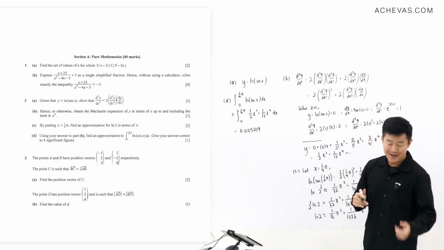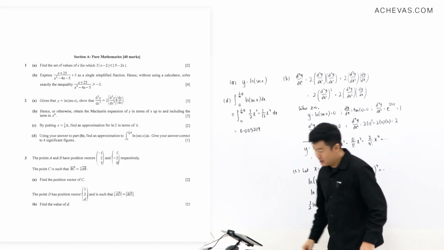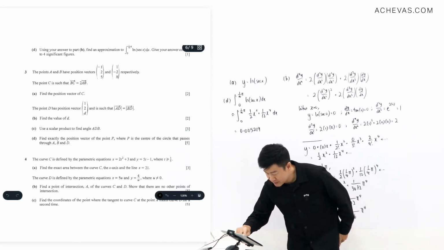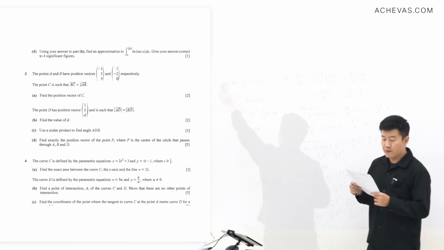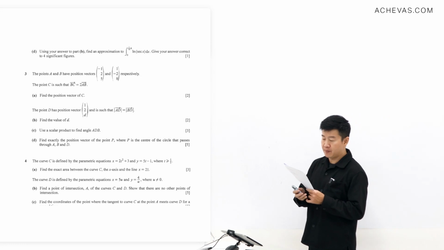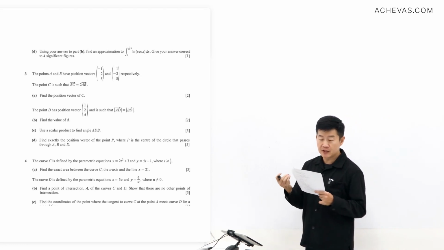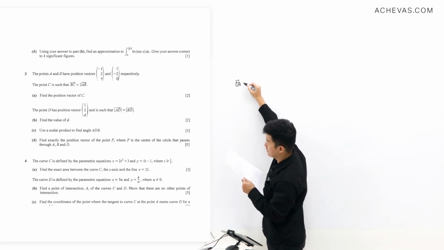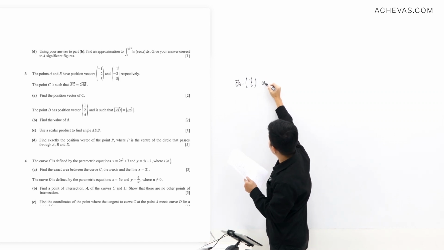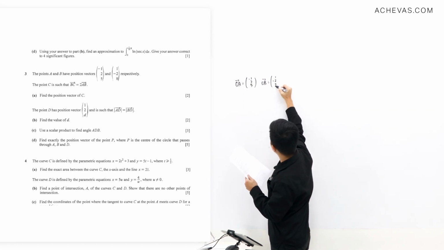Okay, let's move on. Question number 3. Let's take a look at this vectors question. For question number 3, we are given points A and B with position vectors as this. For point A, the position vector of A is (-1, 2, 5). And as for point B, its position vector is (1, -2, 8).